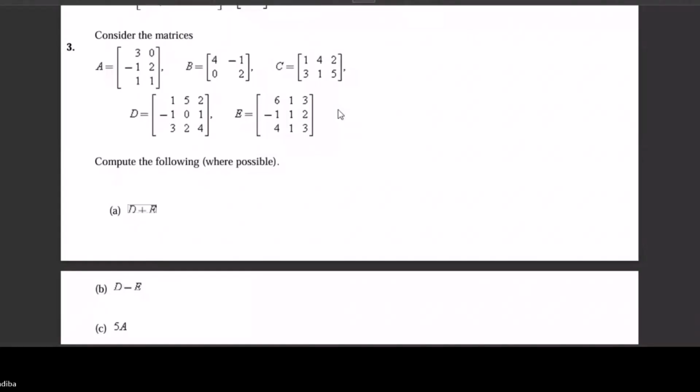Yes, and the final answer, it's a 3x3 matrix. Yes. In the first row, we have 7, 6, 5. Then in the second row, we have minus 2, 1, and 3. Third row, 7, 3, and 7. Third row, what do we have?